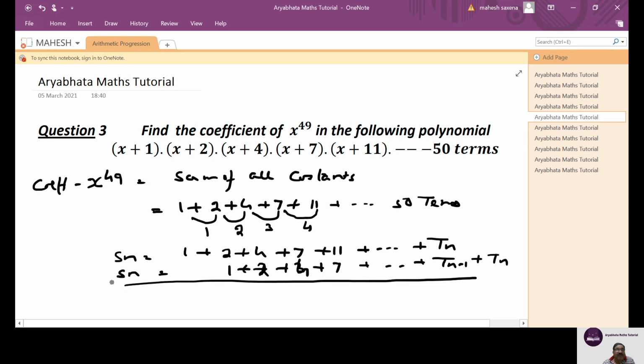Now take the difference of these two series. Is 0 is equal to 1. We are writing this difference in brackets: 1 plus 2 plus 3 plus 4. Now such terms are n minus 1 in number, minus Tn.